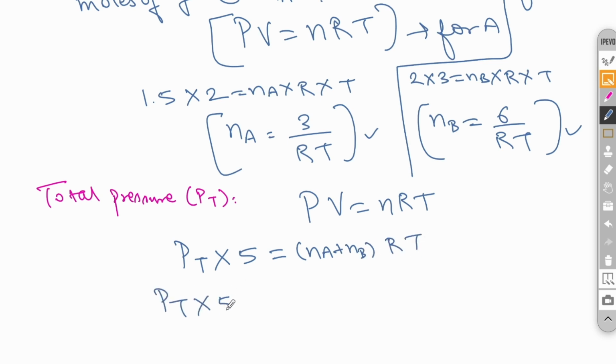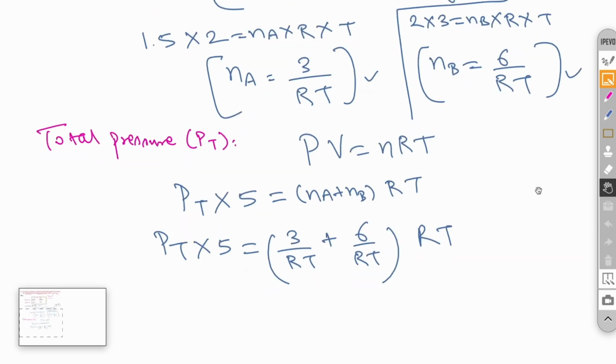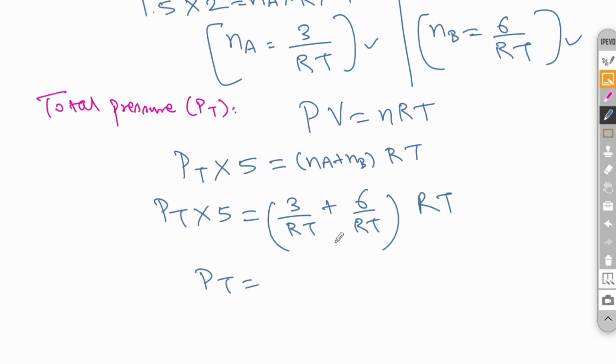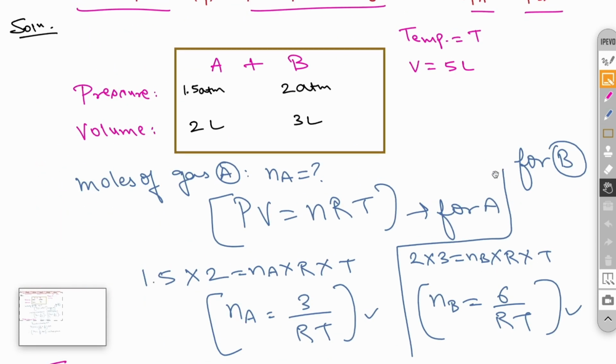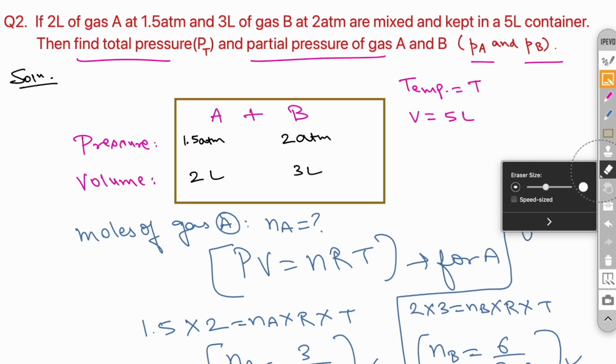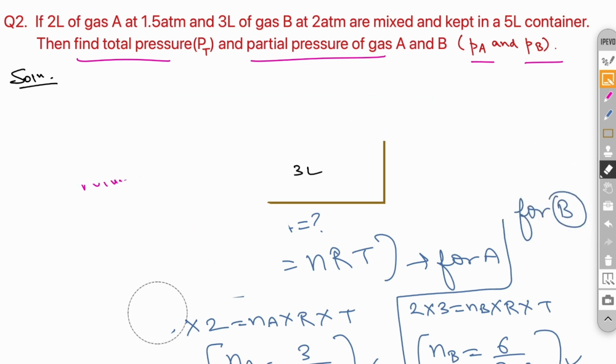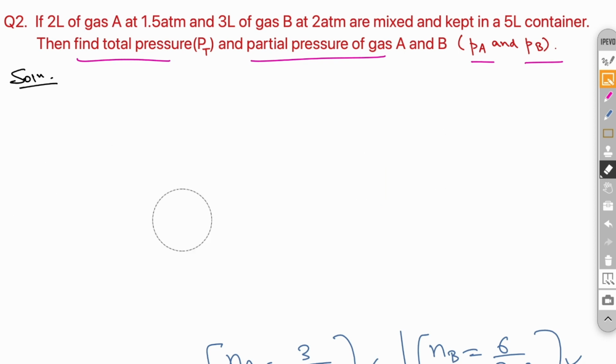So PT multiplied by 5 is equal to moles of gas A is 3 divided by RT and moles of gas B is 6 divided by RT, and we'll multiply this whole thing by RT. We'll get total pressure is equal to 9 divided by 5, because RT will be cancelled out. So this will be our answer and this will be our total pressure, and we can determine the partial pressure of gas A and gas B by using the value of total pressure itself.